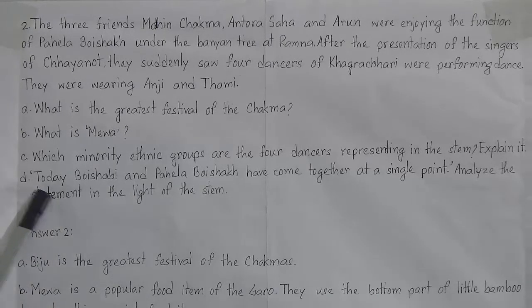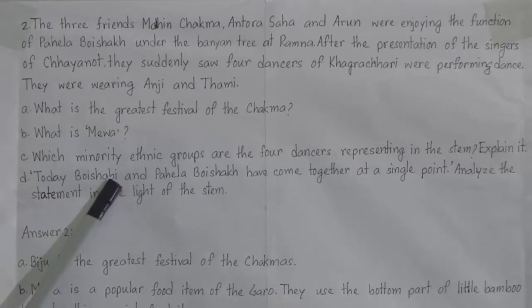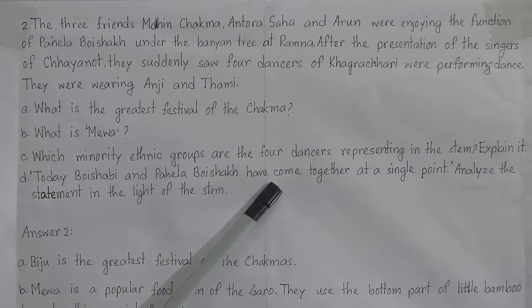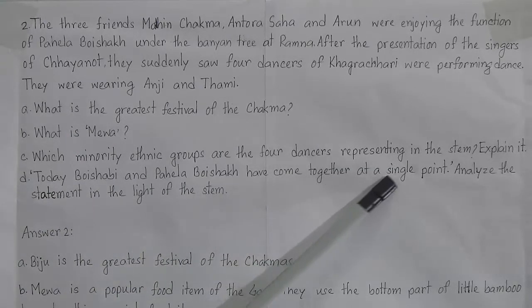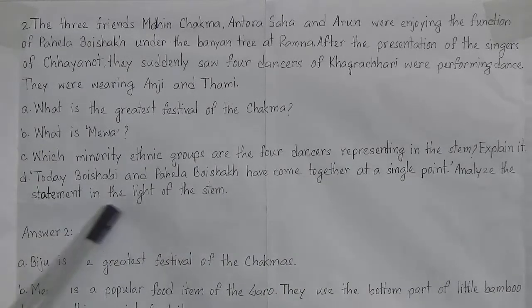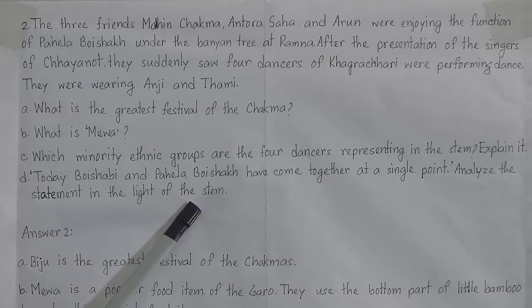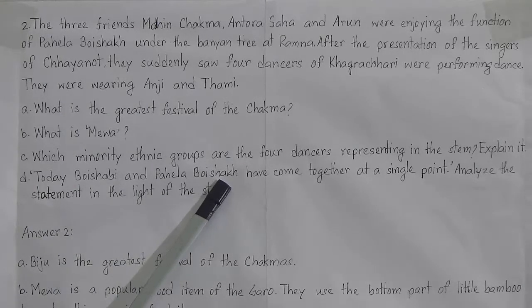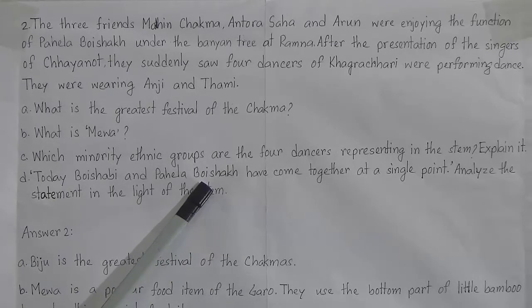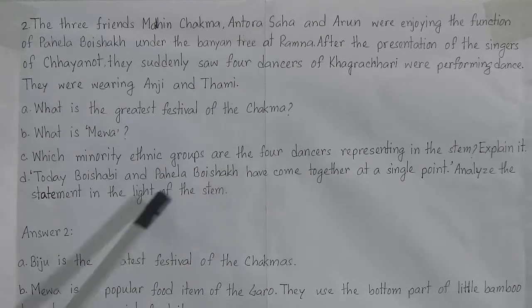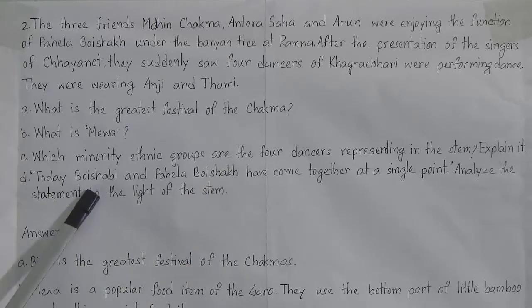Now question number D. Today Boisabi and Pahela Boishak have become together at a single point. Analyze the statement in the light of the stem. So now look, Boisabi and Pahela Boishak are interlinked with each other. That means they are almost similar. The people of our country, the Bengalis, celebrate Pahela Boishak, and the ethnic minority groups celebrate Boisabi. So both of them are almost the same.